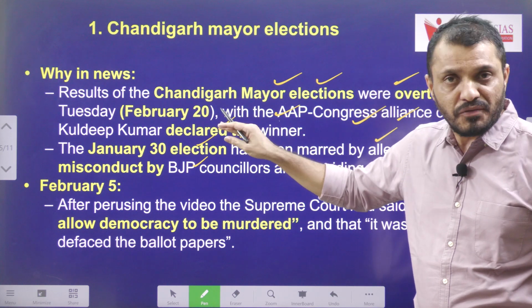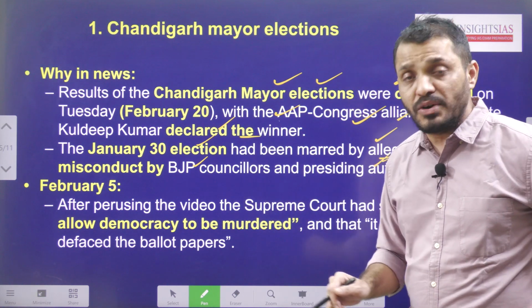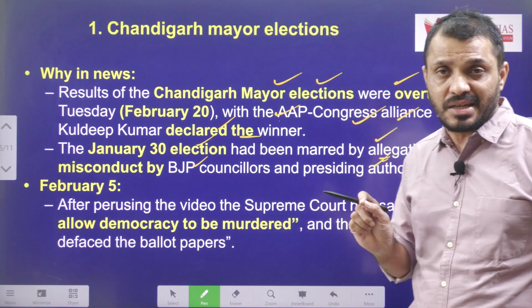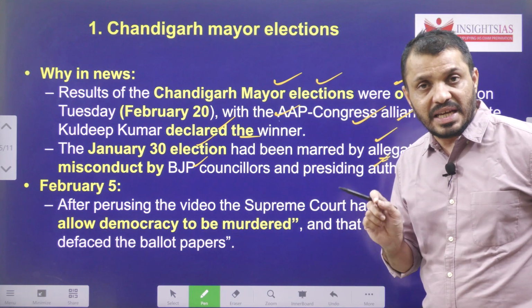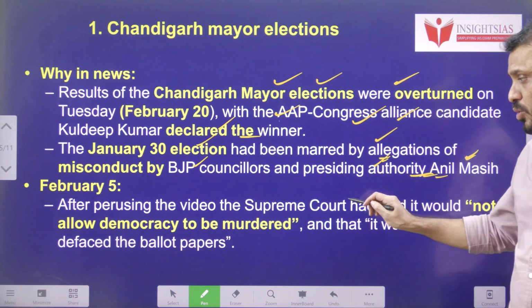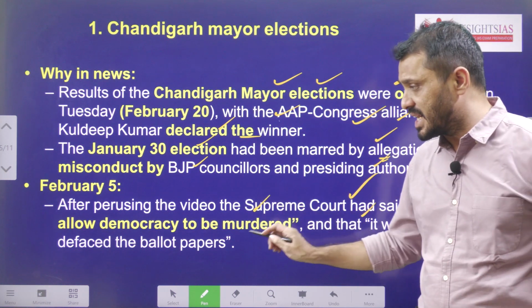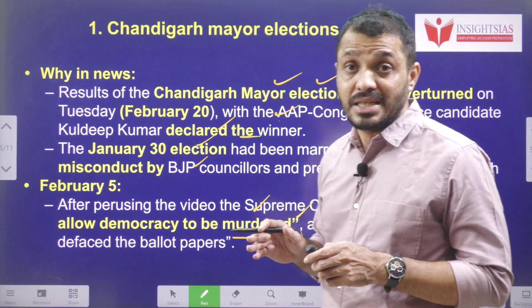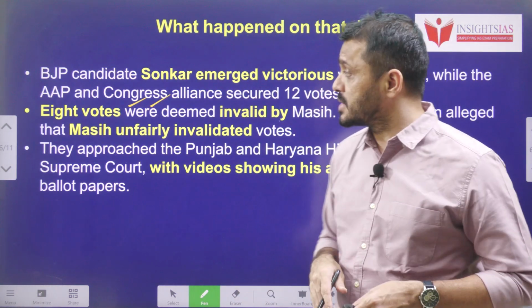Actually, before the February 20 verdict, on February 5th, the Supreme Court originally observed that whatever the conduct of this Anil Masih, it was really the murder of democracy. The tampering of the ballot paper seriously harmed democracy, and democracy was killed intentionally by tampering with the ballot papers.